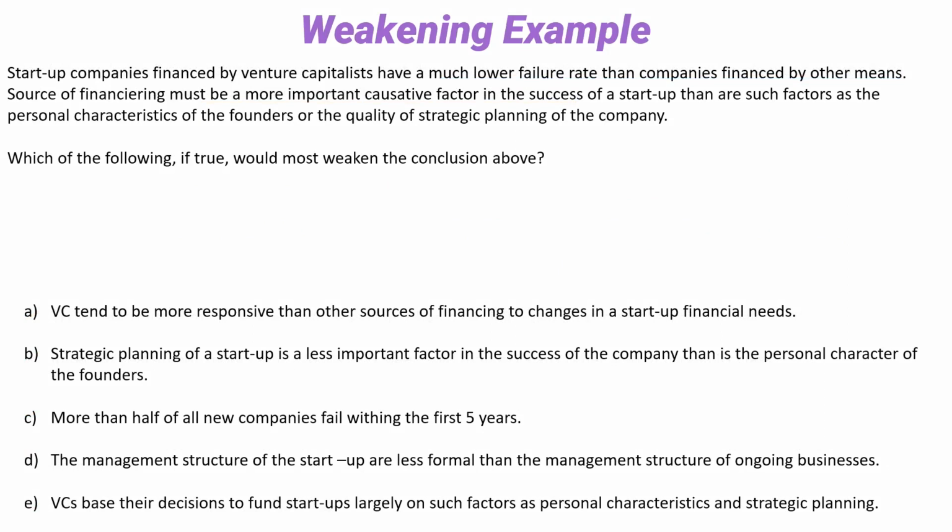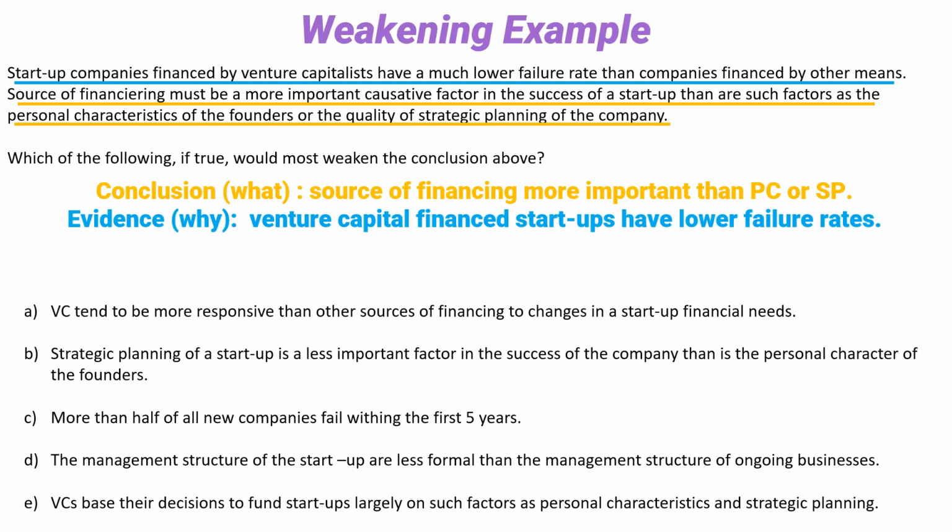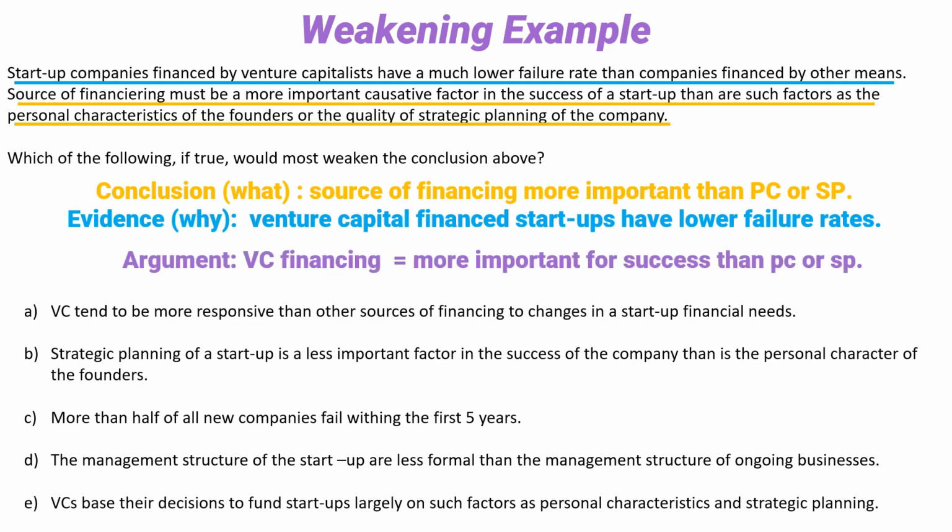Just like last time, pause the video, read this to yourself, and when you're done, hit play and we'll go over it. Okay, first thing, what's the conclusion? Well, what they're saying is the source of the financing is more important to a startup's success than the personal characteristics of the founders or the strategic planning. Okay, fine, but why do they think that? What's their evidence? Well, startups that get VC capital have lower failure rates than startups that get financed by other means. Okay, got it. So the argument is that VC financing is more important for the success of a startup than the personal characteristics of the founders or strategic planning.